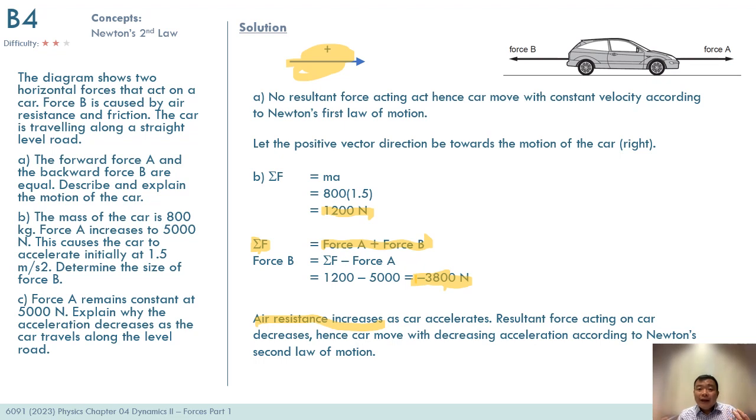Now, this means that force B will become gradually bigger and bigger as the car moves faster and faster. This therefore results in, or rather this is represented by, a decreasing acceleration. So the car will still speed up as per usual, but the more it speeds up, the more difficult it is to speed up, because the air resistance force becomes very, very big.